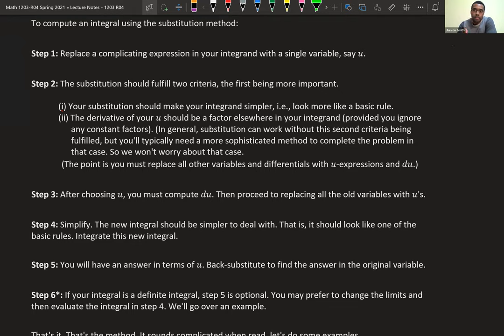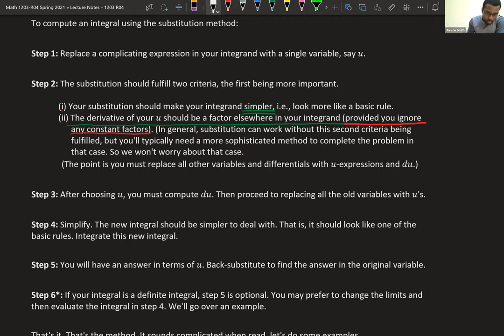I want to look to replace a function that makes the integral I'm looking at simpler. So that's the first thing. I want it to get simpler. And the derivative of the substitution must be elsewhere, provided you ignore any constant factors. So if instead of g prime of x, you have 3 times g prime of x, it doesn't matter. You can always factor out the 3. So don't worry about the constant multipliers. Worry about the variable part of the function.